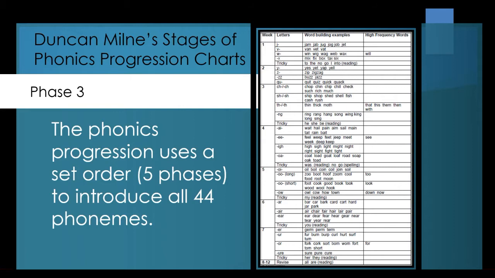Or in week 5, we'll introduce the situation where 2 vowels can go walking and they can make a brand new sound, as in a diphthong. So OI makes the OI sound. There are 44 different phonemes in English, 44 different sounds, and we'll teach them in order from easiest to hardest.